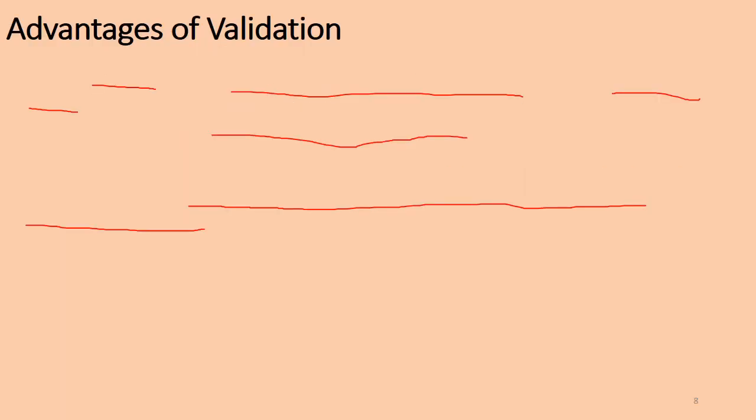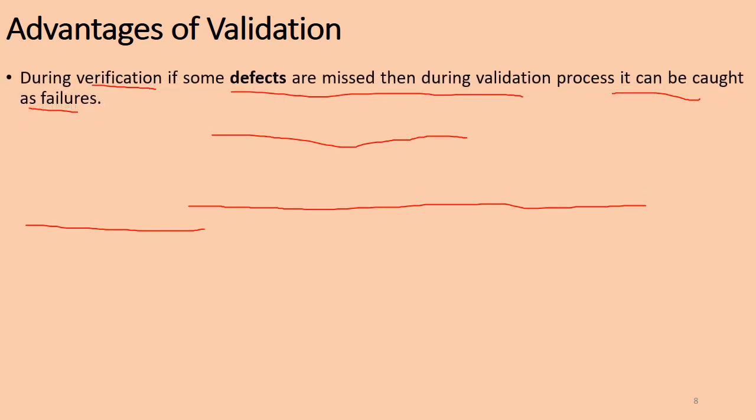Now check here the advantages related to validation testing. During verification, if some defects are missed, then during the validation process you can catch all the failures. It means whatever you have missed, if some errors you were not able to identify during the verification testing, you can catch them when you perform the validation.